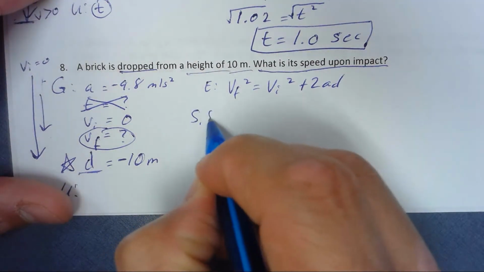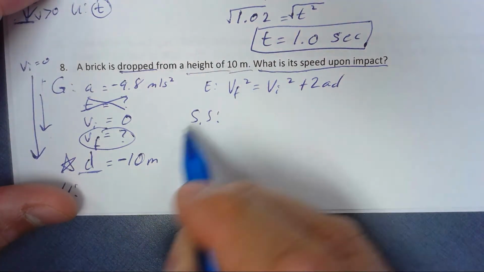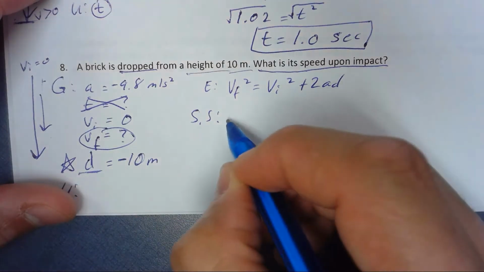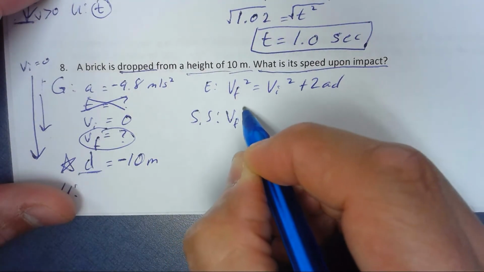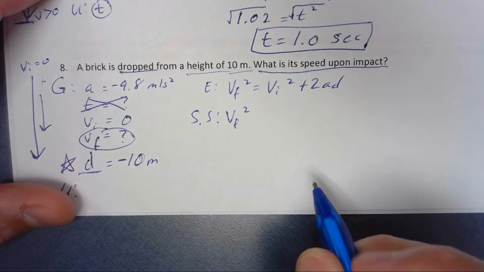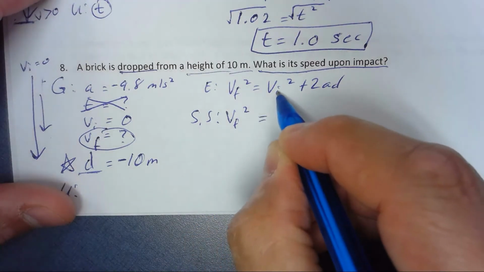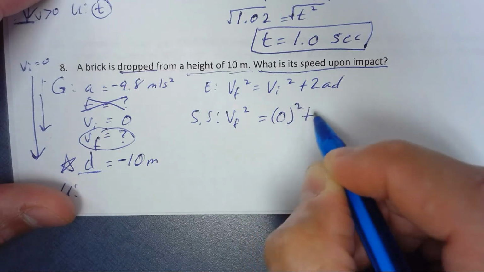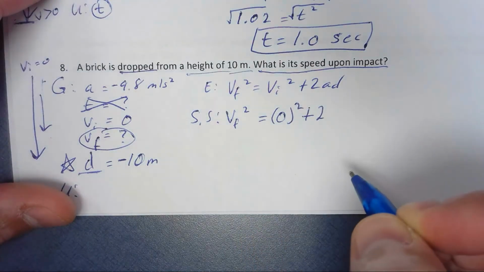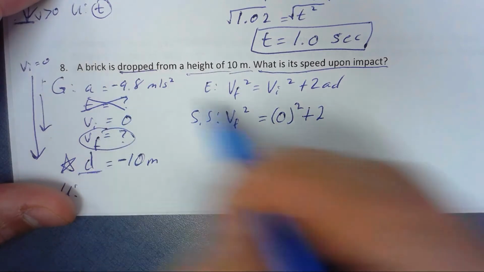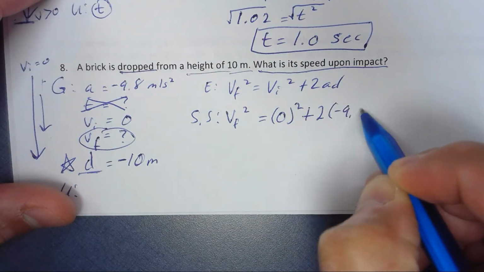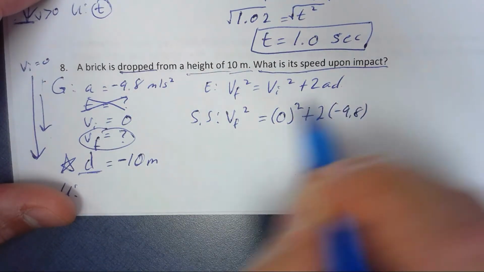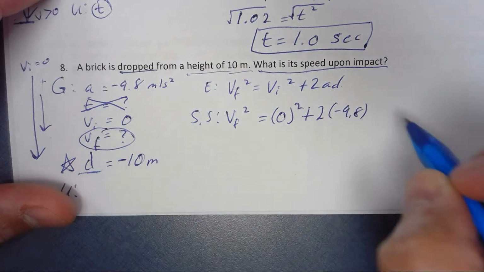Now we're going to substitute numbers and solve. VF is what we're trying to find. I'm going to leave it exactly the way it is. And the squared is part of the equation. That has to stay there too. VI is 0. Plug it in. 2 is part of the equation. Leave it there. A is negative 9.8. And D is negative 10.